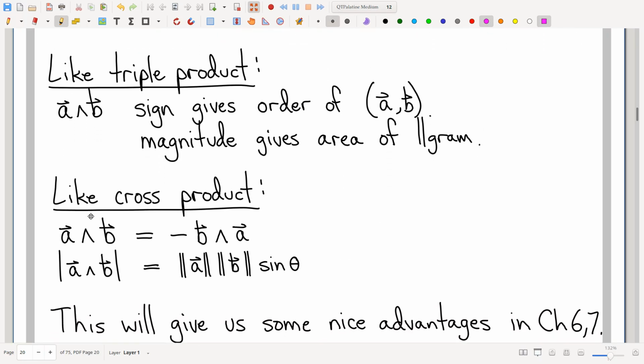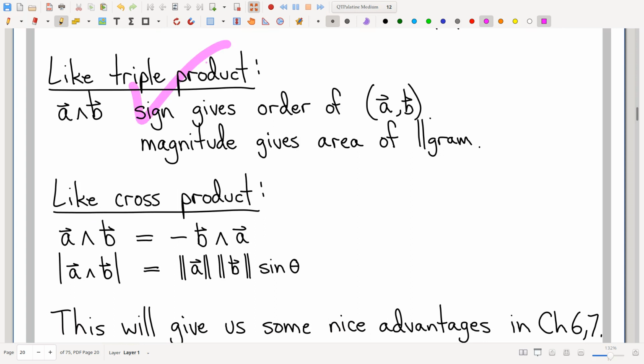And it has some kind of cool properties. It's kind of like a triple product in some ways. It's kind of like a cross product in some ways. And it's a nice little operation to have available to you, because sometimes this is exactly what you need.